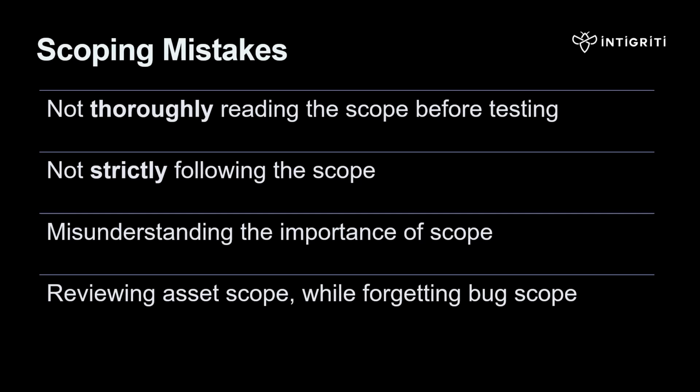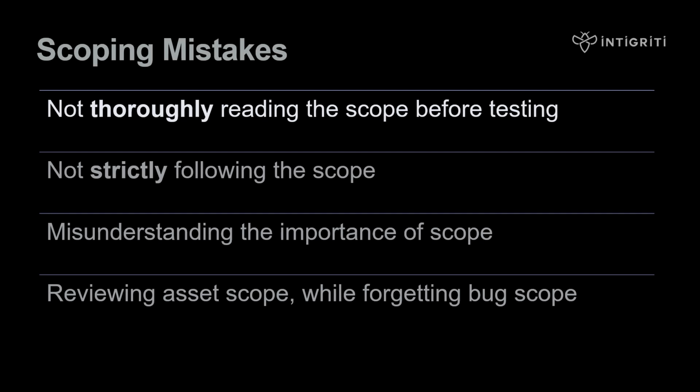In this video, we're going to take a look at some common scoping mistakes and how you can try to avoid them. Some of this stuff was covered in the scope and code of conduct video, so I'll try not to repeat myself too much, but we'll basically go through what the common mistakes are, and then some of the vulnerabilities that are typically out of scope in bug bounty, and then we'll take a look at some examples on the Intigriti platform.